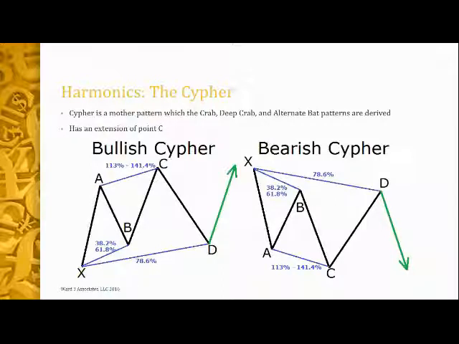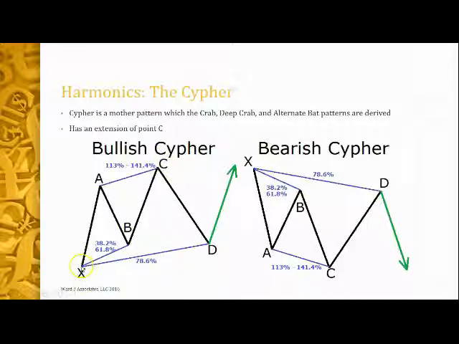Alright, so this is the cipher, guys. The cipher is the mother pattern of the crab, deep crab, and the alternate bat patterns. And what this involves is the extension point of the C. Okay? So, let's say this is the bat pattern, right? I mean, not the bat, the lightning bolt pattern. In the previous lessons, we would count this X would be your A would be your B would be your C would be your D, right?